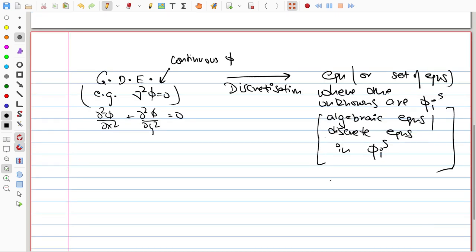So how do these equations look? They could look like some constant a1 phi 1 plus a2 phi 2 equal to c1. So this is a linear equation, right? The unknowns are phi 1 and phi 2. Now you could have another equation with b2 phi 2 plus b3 phi 3 equal to c2, something like that. So you will have a coupled set of equations, and you will have to solve this linear system of equations. That is what we will get out of this process of discretization. Okay, is that clear?